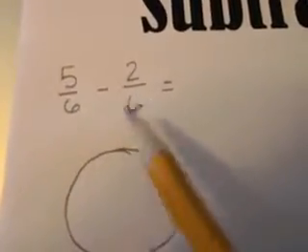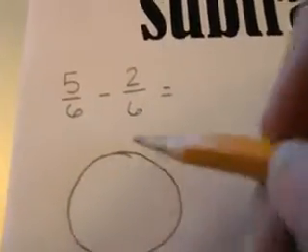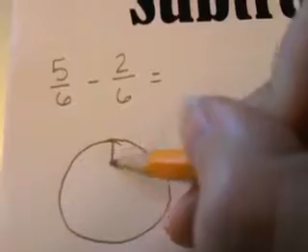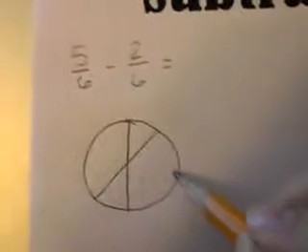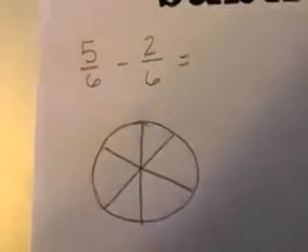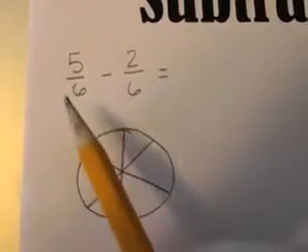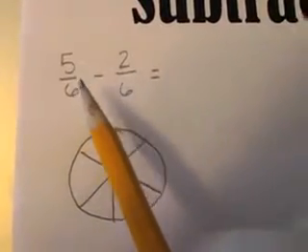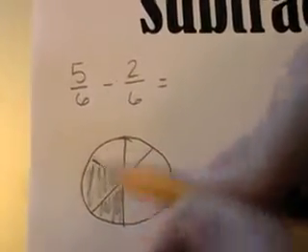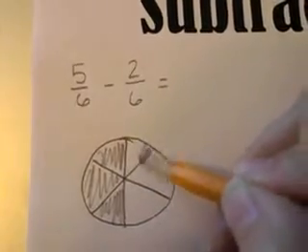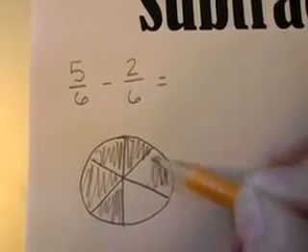But back to when we have common denominators. A common denominator means we can just go right to the subtracting part. Our common denominator in this problem is 6, which tells us I have a circle and I'm going to break it up into 6 equal parts. 5/6 means I start with 5 pieces of the 6 pieces in my pizza pie, so I'm going to shade those in. 1, 2, 3, 4, 5.